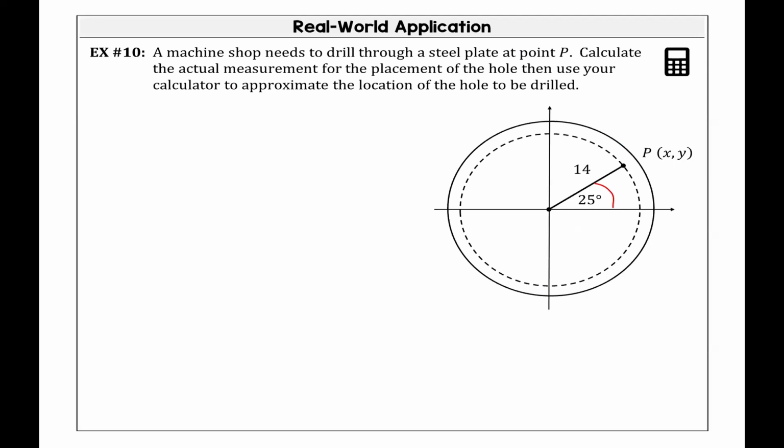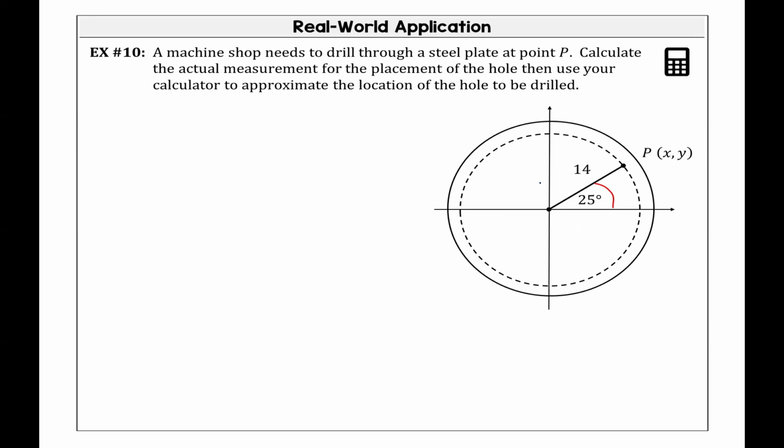Okay, last problem, we are going to need a calculator, but just a basic scientific one. If you have your phone, just turn it sideways. You should be able to access the sine button, cosine button. If not, and you have your computer, just open your computer. This is a real world example. Anytime you have a real world example, it's most likely going to tell you to approximate, which means it's going to ask for a decimal value, okay? So it says a machine shop needs to drill through a steel plate at point P. Calculate the actual measurement for the placement of the hole, then use your calculator to approximate the location of the hole by the drill, okay?